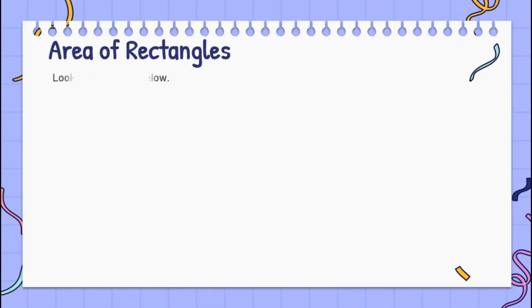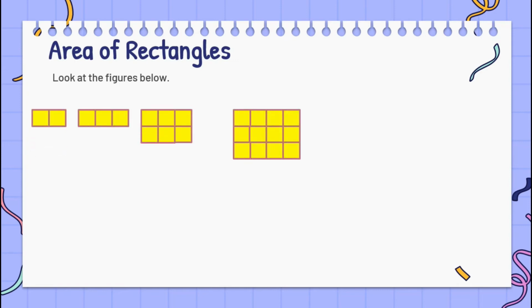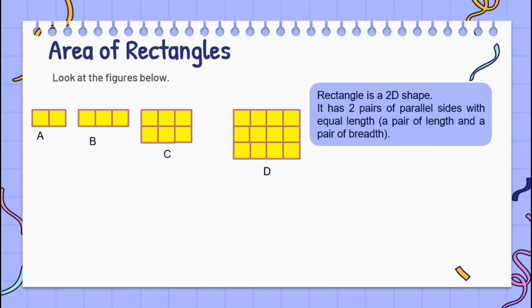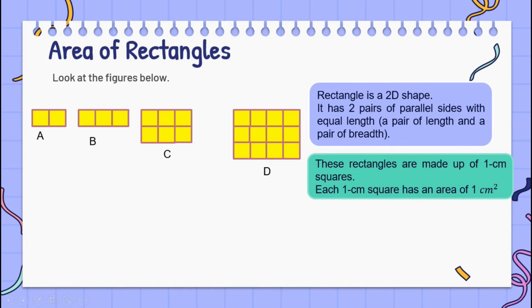Area of rectangles. Look at the figures below. A, B, C, D. Rectangle is a two-dimension shape. It has two pairs of parallel sides with equal length. These rectangles are made up of 1 square centimeter. Two pairs of parallel sides means the length is parallel to this and the breadth is parallel to this.